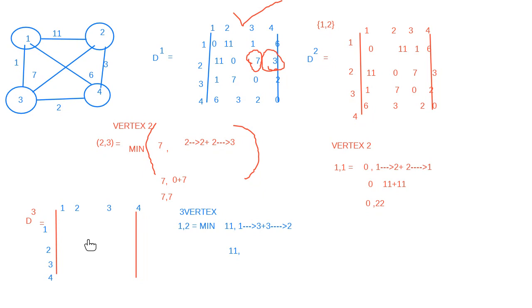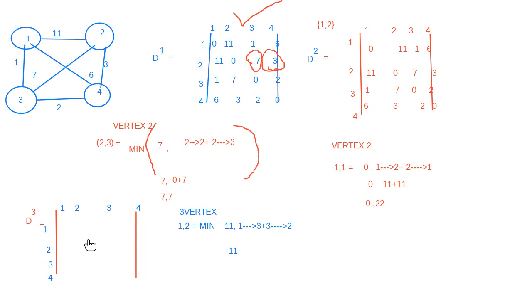Yes, ma'am, but in D3, 1 comma 1 will be considered as the distance from 1 to 1, right? Which will be 0. So all the diagonals are still 0. And then how will we compute 1 comma 2?